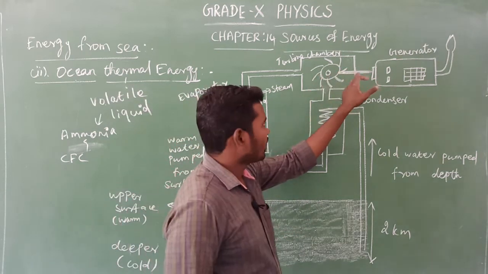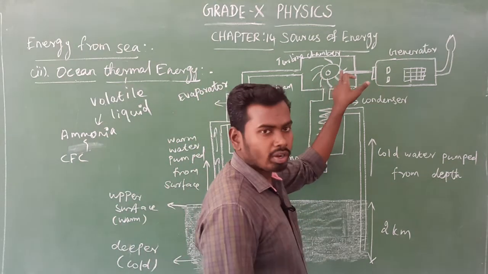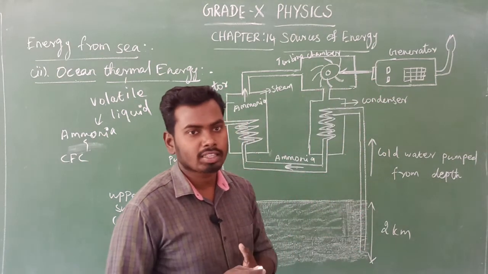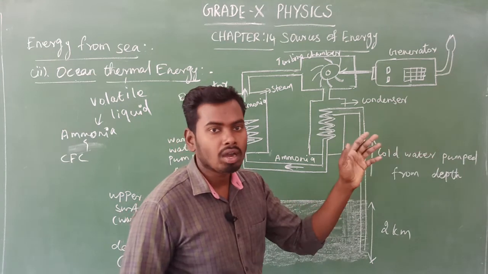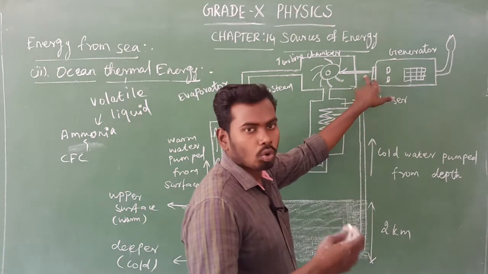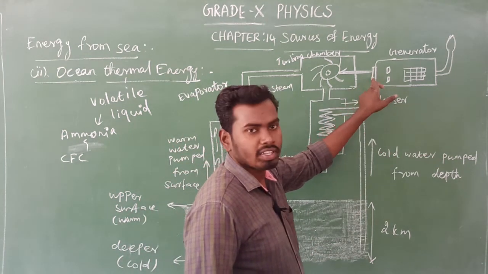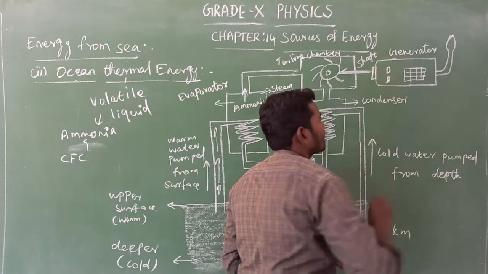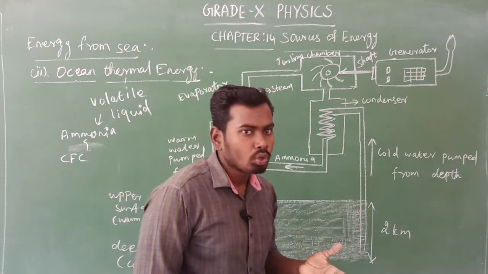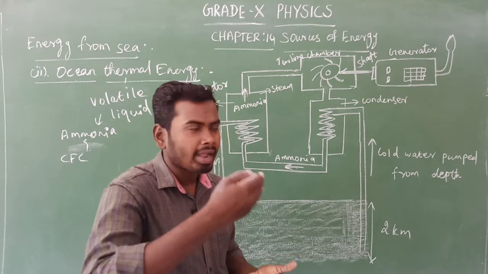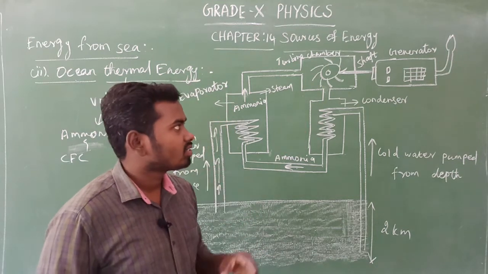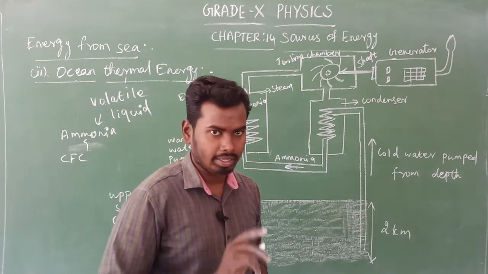Is it clear? Yes. So when the turbine rotates, correspondingly the shaft also rotates. What is a shaft? Shaft means nothing but a long rod. So this long rod also rotates. The other end of the shaft is connected with the generator. So due to this rotation of the turbine, the generator generates the electricity. Is it clear?